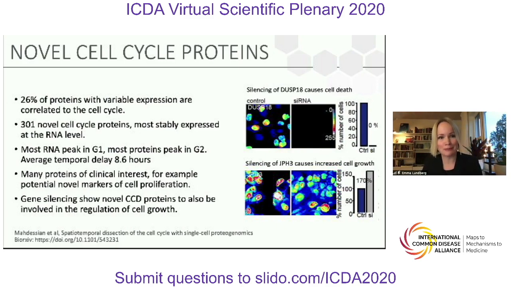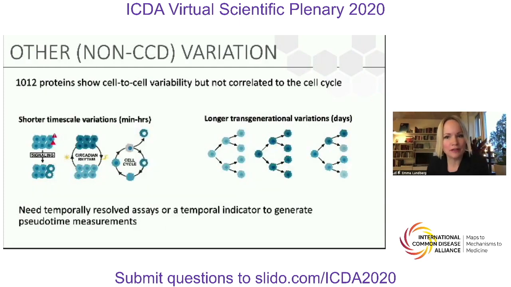But I guess the point I want to make is that there's a lot happening at the post-translational regulatory levels when it comes to dynamic processes in the cell. So even for a well-studied process like the cell cycle, we can discover 300 new cell cycle proteins by doing single-cell spatial proteomics. But what is even more interesting is that the majority of the proteins that show cell-to-cell heterogeneity cannot be explained by cell cycling, which means that there must be other mechanisms, either deterministic or stochastic, that govern these variations.